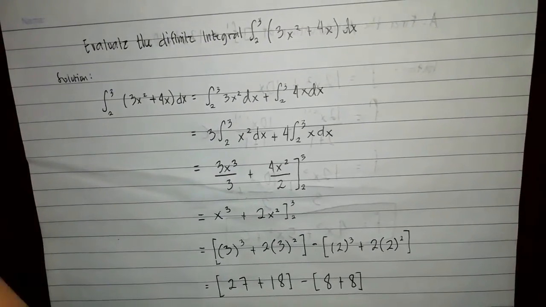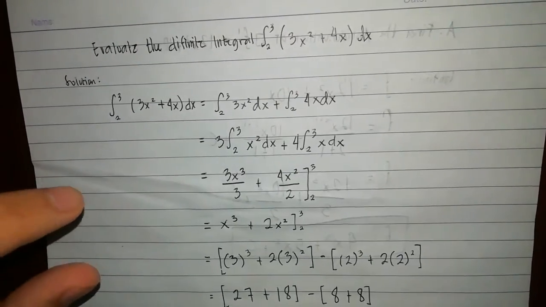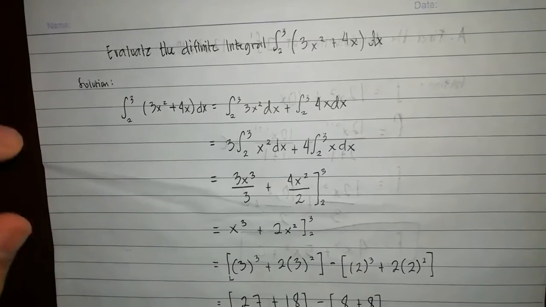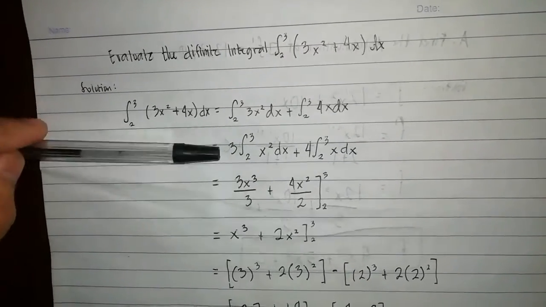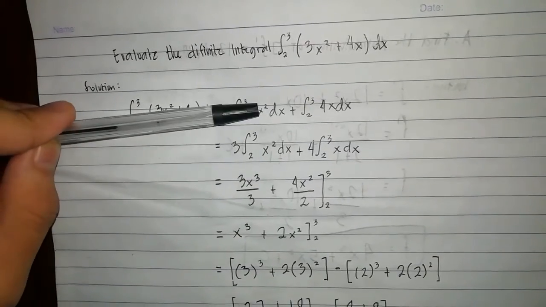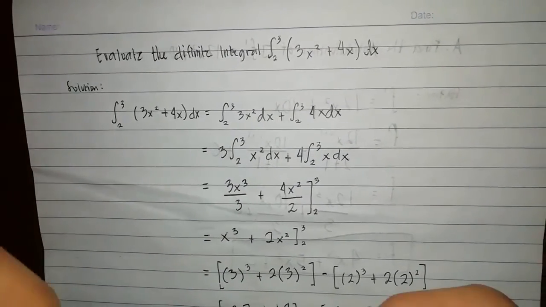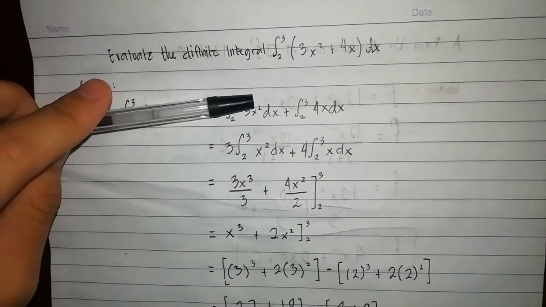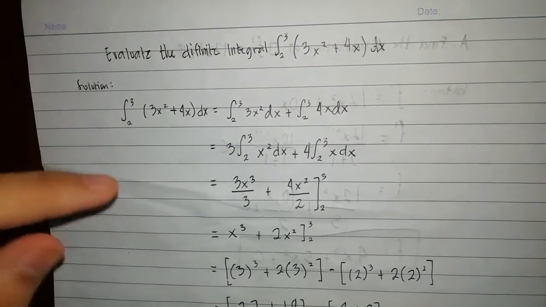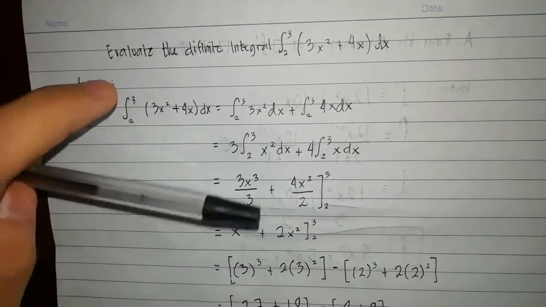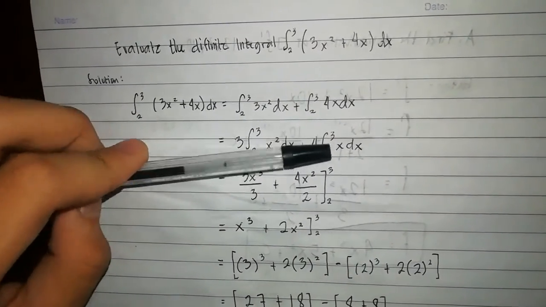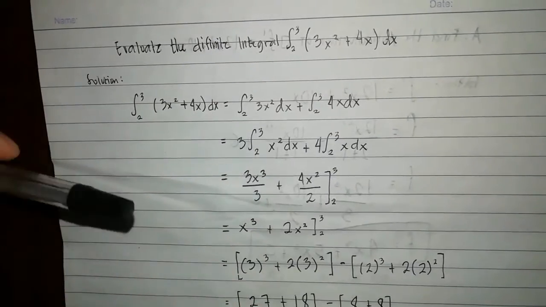So the first thing we do is to separate the constant numbers from the variables. So 3 times the definite integral from 2 to 3 of x squared, we separate it, and then dx, just copy the dx, plus the same process, we're going to separate it from the variables. So 4 times the definite integral from 2 to 3 of x dx.